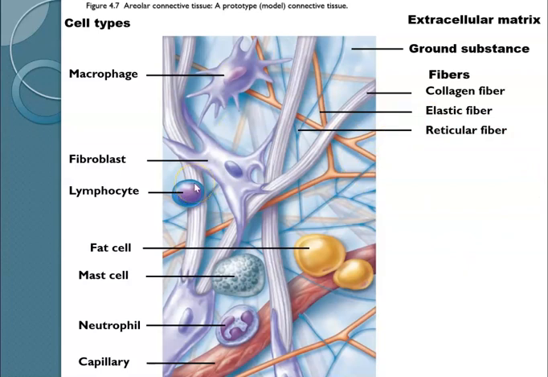So here's a little drawing of connective tissue. So the thickest fiber will be the collagen fiber, the white one here. The next thickest will be the orange. That will be our elastic fibers. The thinnest one here is the blue with a lot of branches. That will be reticular fibers.